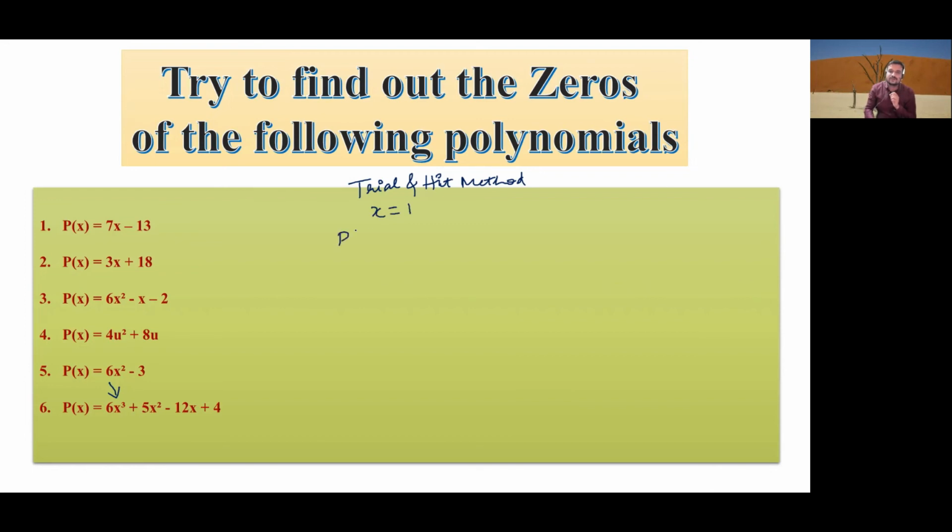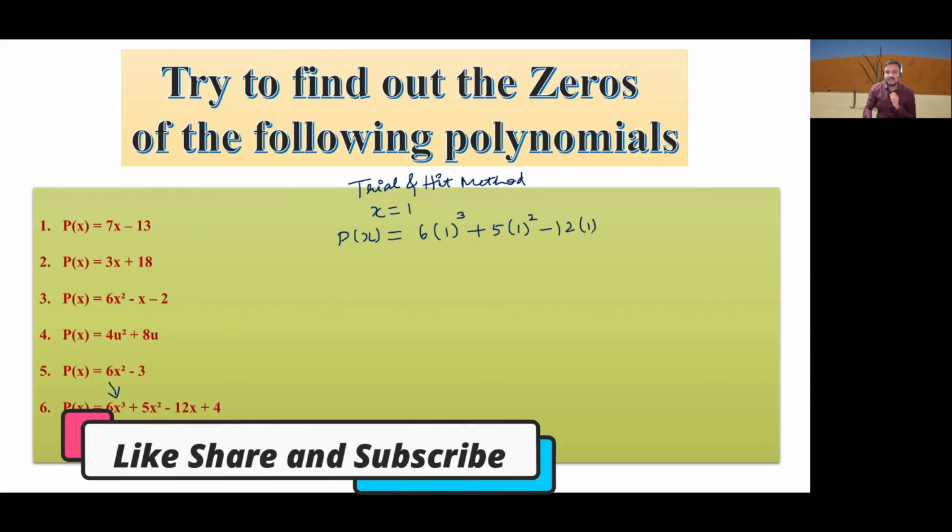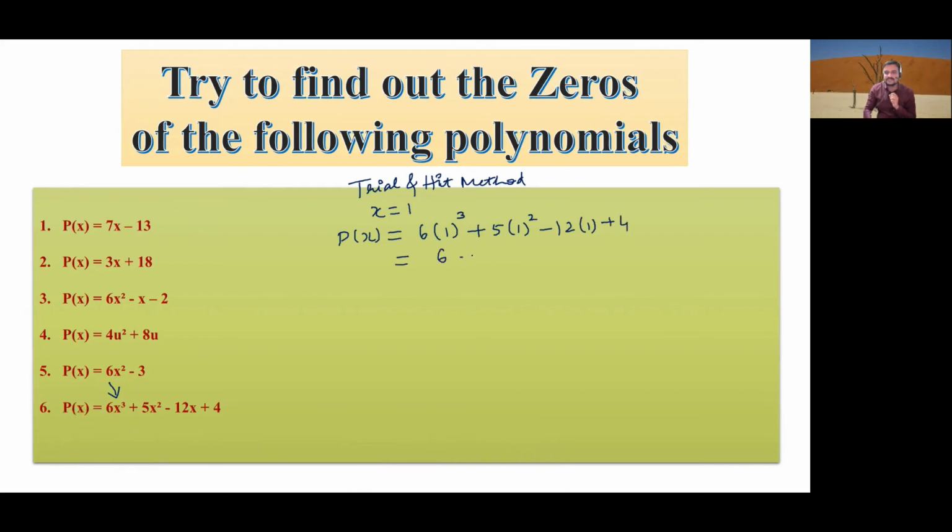Okay, so what we are going to get, p of x will be equal to 6 in bracket 1 cube plus 5 in bracket 1 square minus 12 in bracket 1 plus 4. So after solving this, what we are going to get, 6 plus 5 minus 12 plus 4. Whether we are getting 0 here, please calculate it. 6 plus 5 is 11, 11 plus 4 is 15, and 15 minus 12 is 3. We are not getting 0 here. So x is equal to 1 is not the zero of this polynomial.